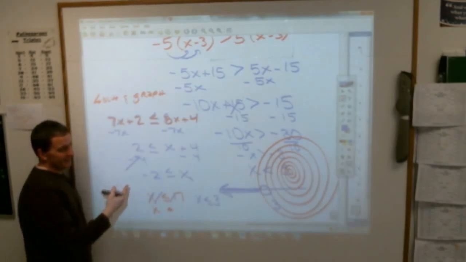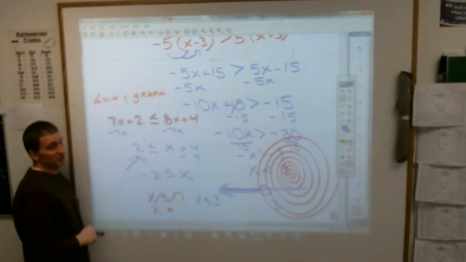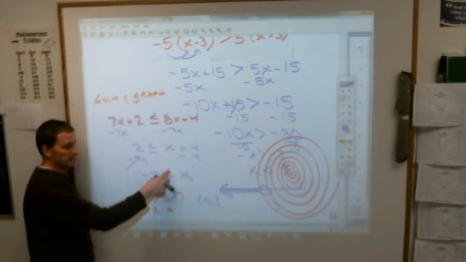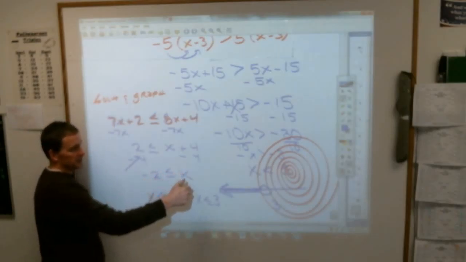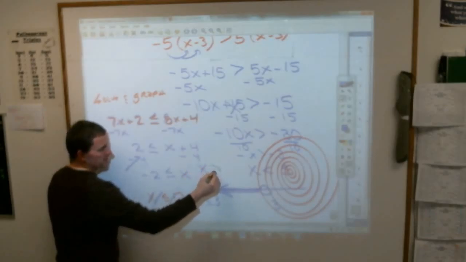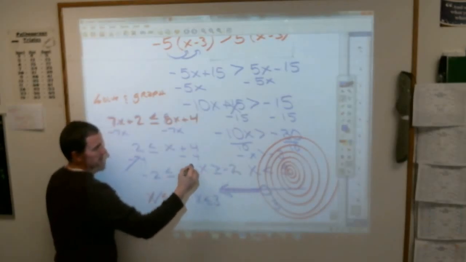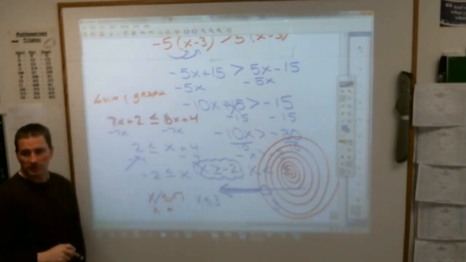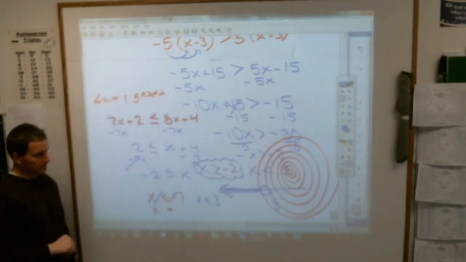This, children, is close to right, but it's not acceptable because you're not allowed to have the x on that side. It has to be on the left side. So I can change them, but when I change them, the sign changes as well. If the alligator's eating the x, it stays eating the x. You flip sides, and signs get changed like that. Did anybody have that? Winner, winner, chicken dinner.